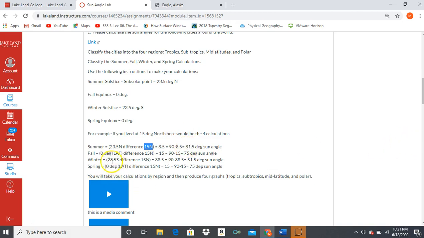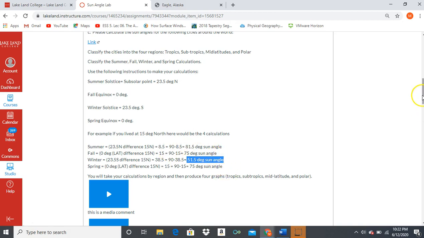Whereas in wintertime, the sun's rays are in the southern hemisphere at 23.5 degrees south, and the city is at 15 degrees north. Now the sun's direct rays and the city's location are in opposite hemispheres. When the sun's direct rays and the city are in opposite hemispheres, you add the two numbers together. In this example, you would get 38.5, and you would subtract it from 90, and 90 minus 38.5 would give you a sun angle of 51.5 during the winter solstice.